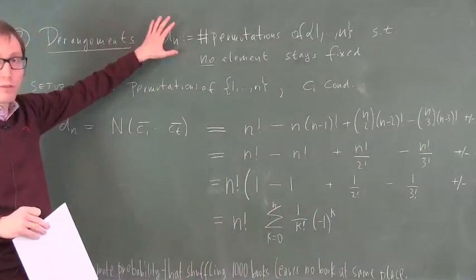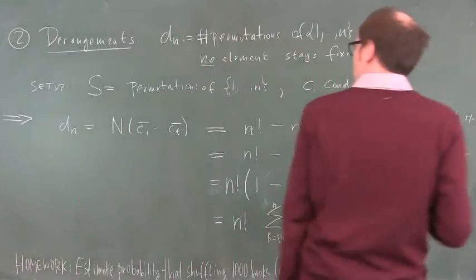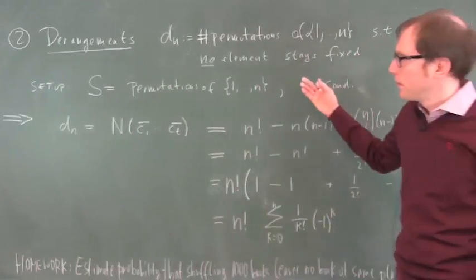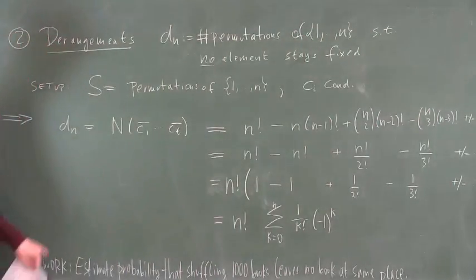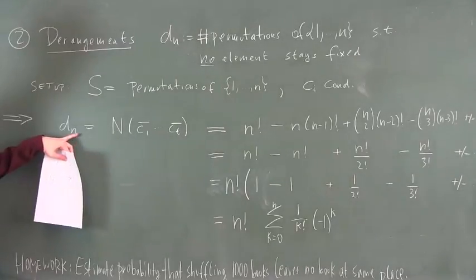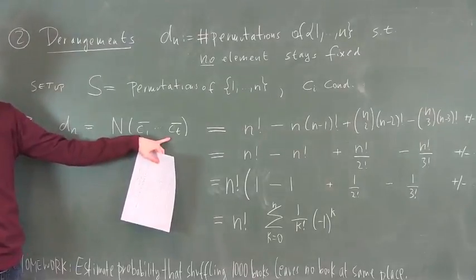And so the goal, of course, is to count these. How many derangements are there? Many, not so many. Well, again, we want to use inclusion-exclusion. So we want to write d_n, the number of these derangements, as N of C1 bar up to Cn bar.